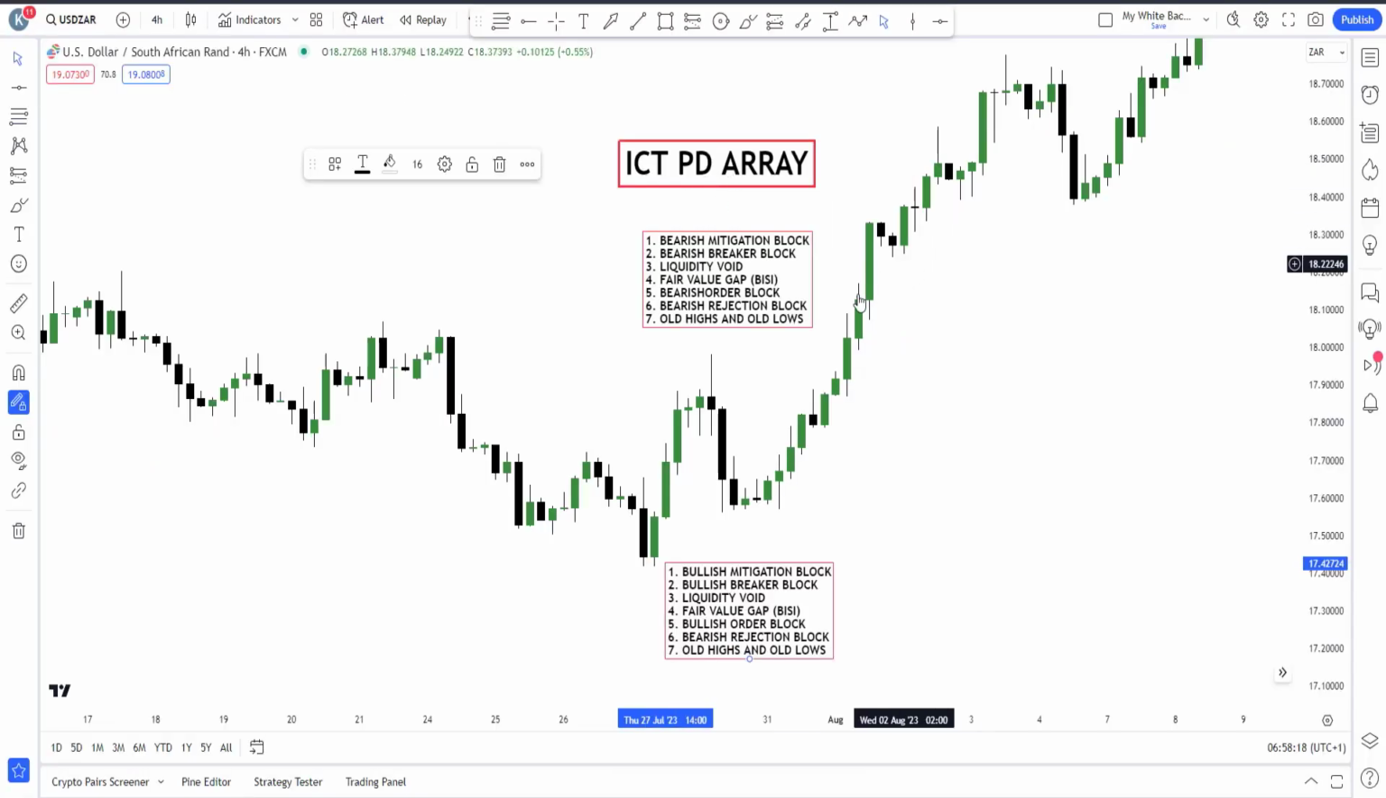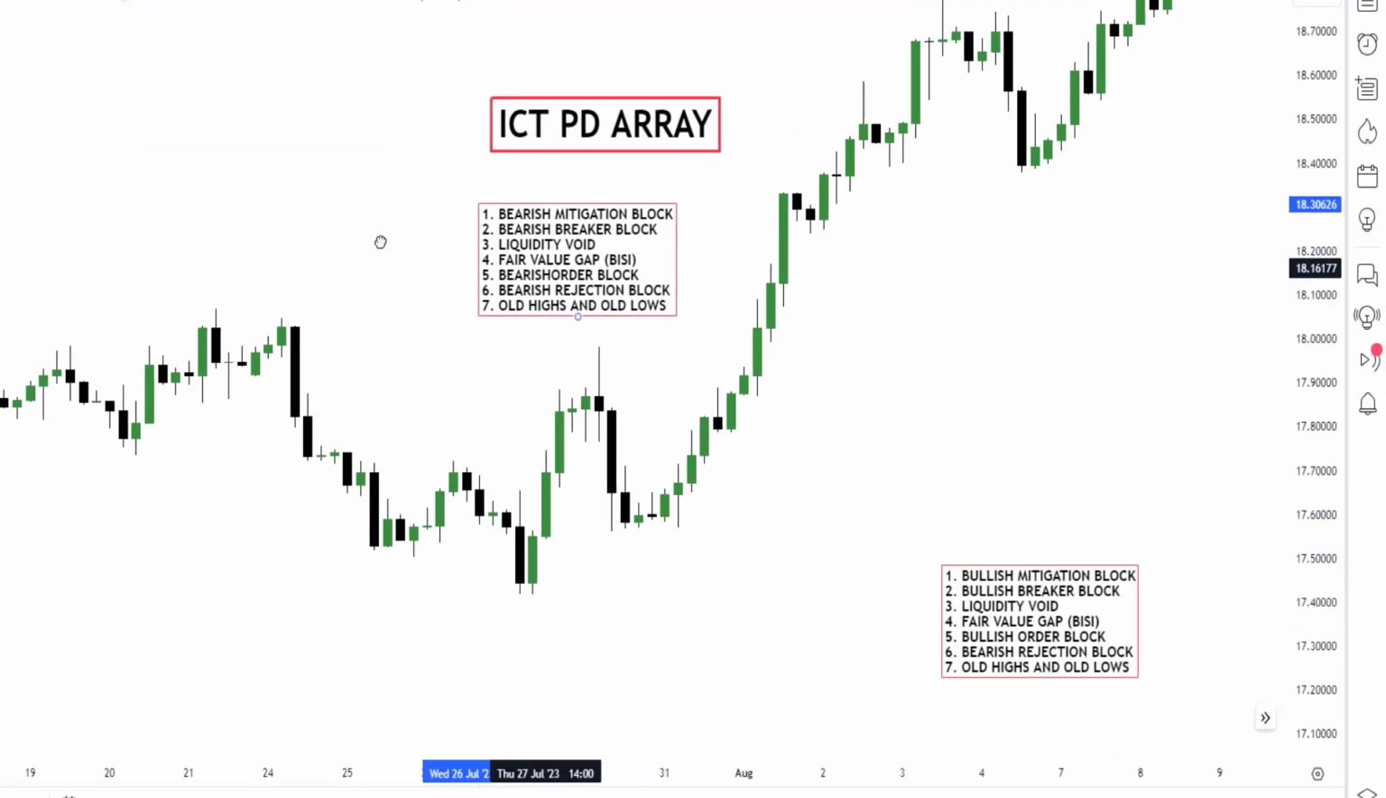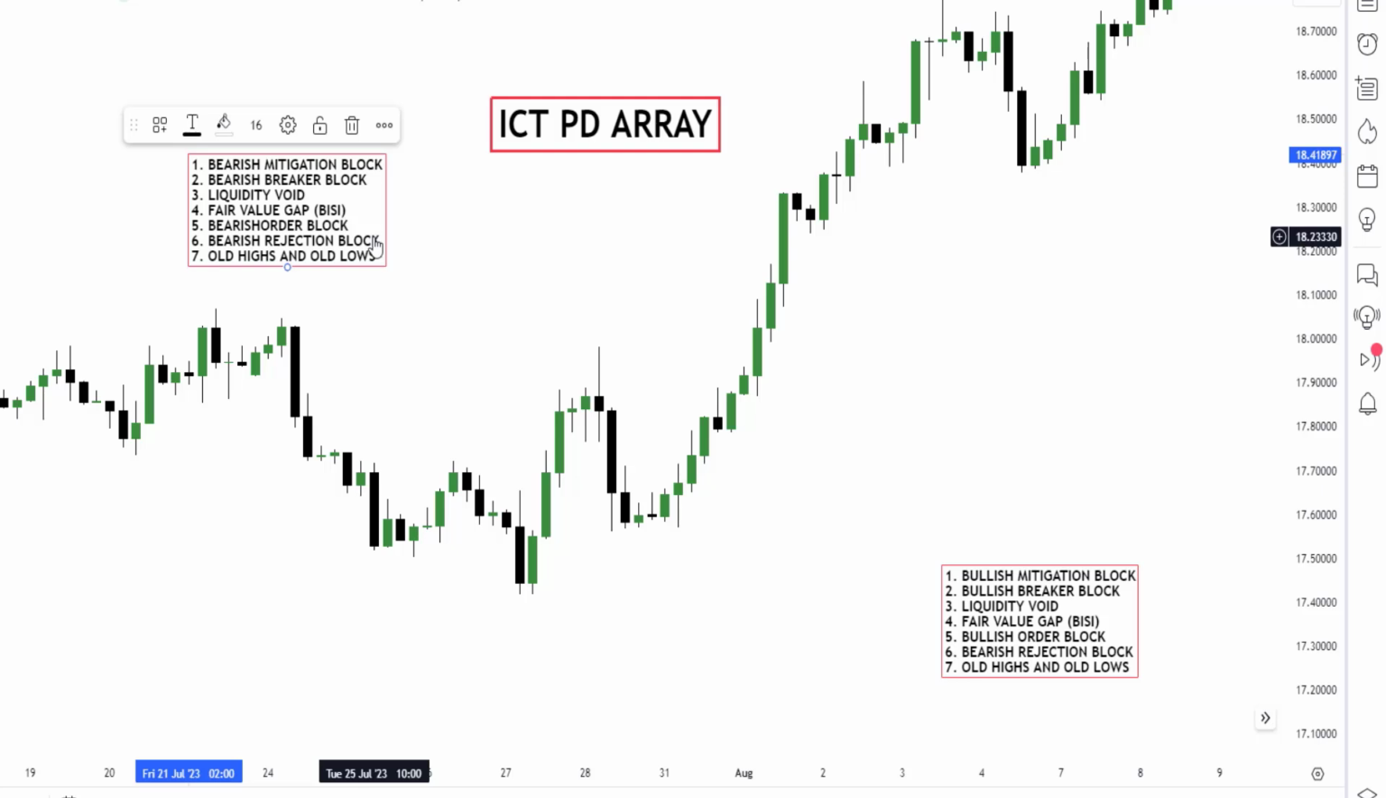So PD simply means premium and discount, and then array simply means arrangement of items in a sequential manner. All right, so let's get into it. So whenever you see the market moving in a swing high, swing low, now you begin to look out for some of these important institutional reference points, so you'll be able to take trades in the direction of the institutions, right?